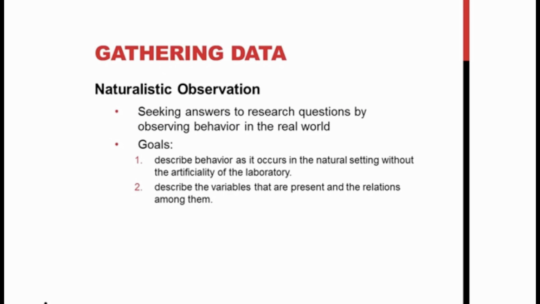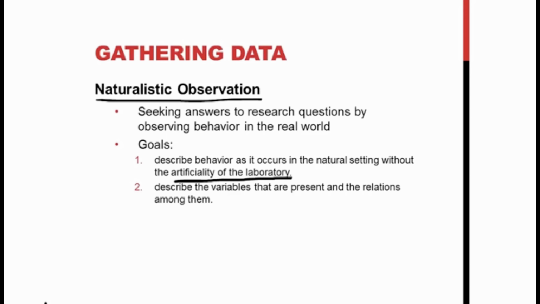When you have a non-experimental design, you have some additional ways that you can gather the data. One of the ways is through a process called naturalistic observation. Naturalistic observation is where you actually go out and observe participants and see how they behave in the real world. By engaging in naturalistic observation, you're trying to answer real-world research questions by observing the behavior in the real world. Why you may want to do this is because laboratory settings, while they're tightly controlled and give us a lot of internal validity, sometimes are artificial. They lack the external validity that we sometimes seek.